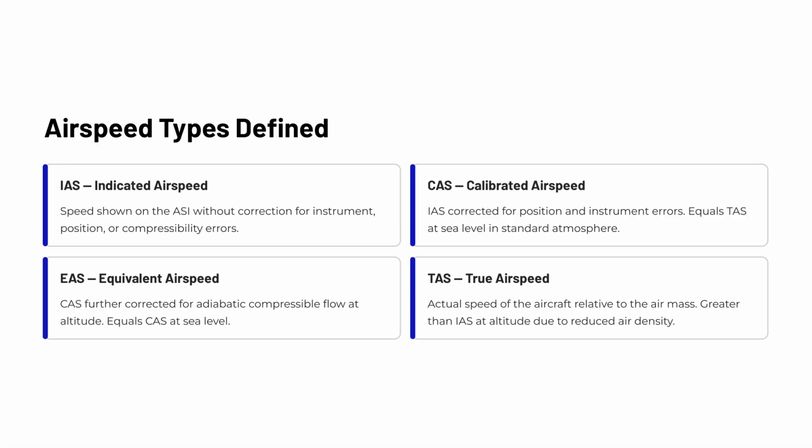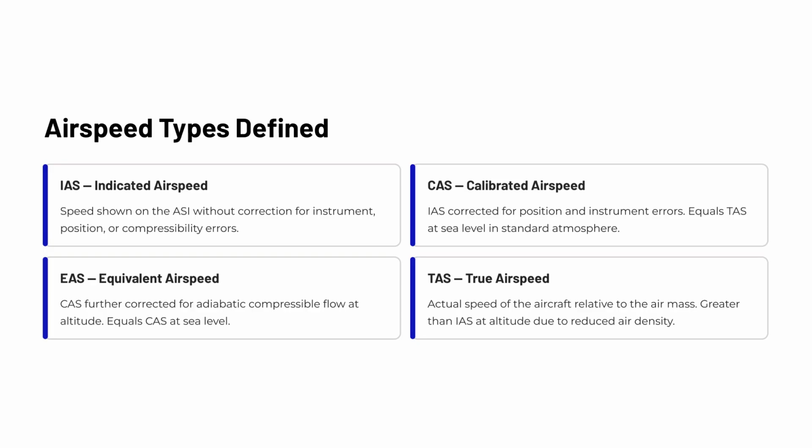Next is calibrated airspeed, or CAS, which takes IAS and applies corrections for those position and instrument errors. Importantly, CAS equals true airspeed at sea level in a standard atmosphere. Moving up, equivalent airspeed, or EAS, takes CAS one step further by correcting for adiabatic compressible flow at altitude. Like CAS, EAS equals true airspeed at sea level, so the difference only becomes meaningful as you climb higher.